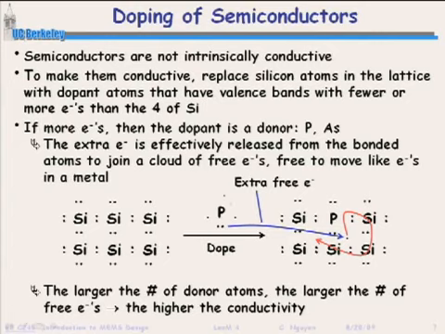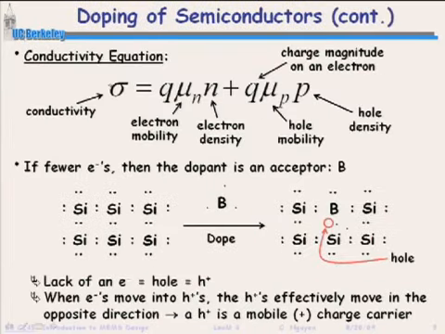Now we have a conductivity equation where conductivity, which we played around with earlier in the class, is just equal to the electron mobility times the density of electrons. That's determined by the concentration of the dopants times the unit charge, so the magnitude of charge on a single electron. But you see I have another term here where instead of electrons, I'm calling them holes. Okay, so what the heck is a hole?